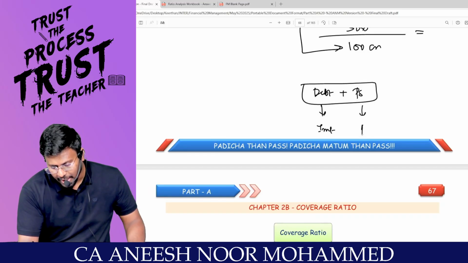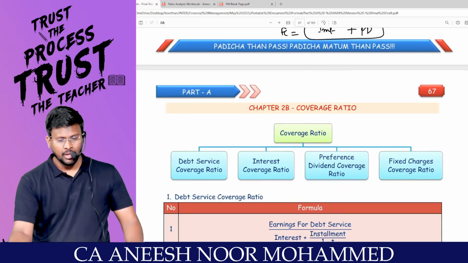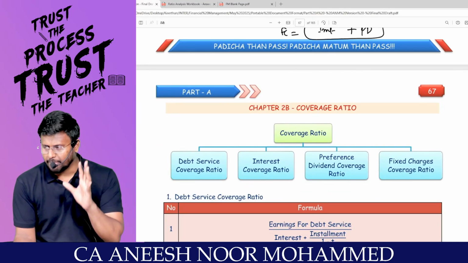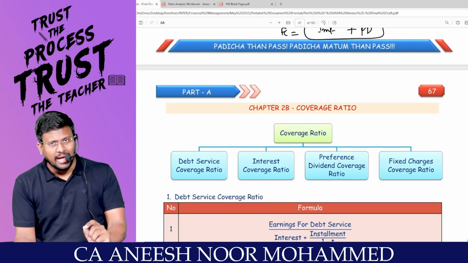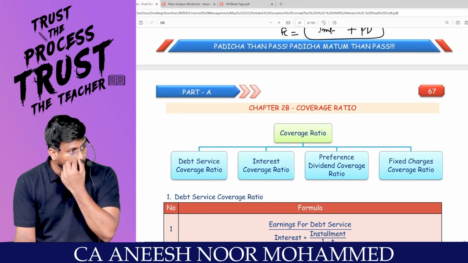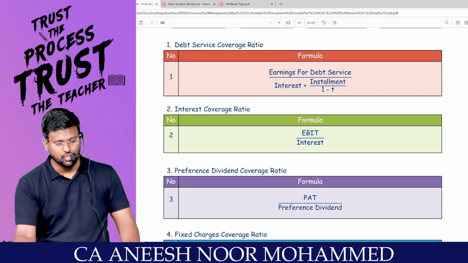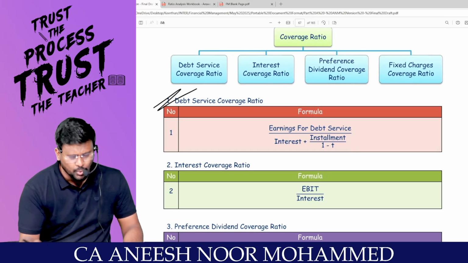Surely, I am liable to pay preference dividend. These are fixed commitments. What commitment? Sir, if you are having fixed commitment, you should ensure that the organization will never face difficulty to pay the interest and the preference dividend. That's why I'm very concerned about the coverage ratio. First one is debt service coverage ratio.